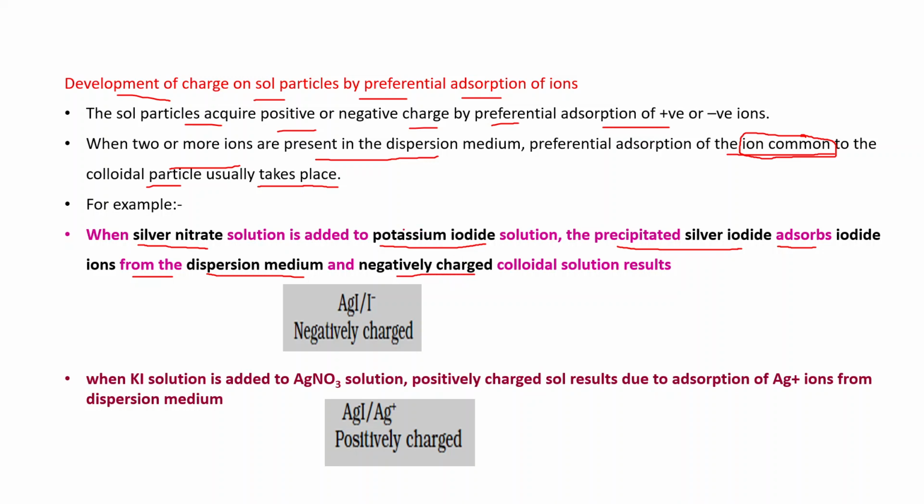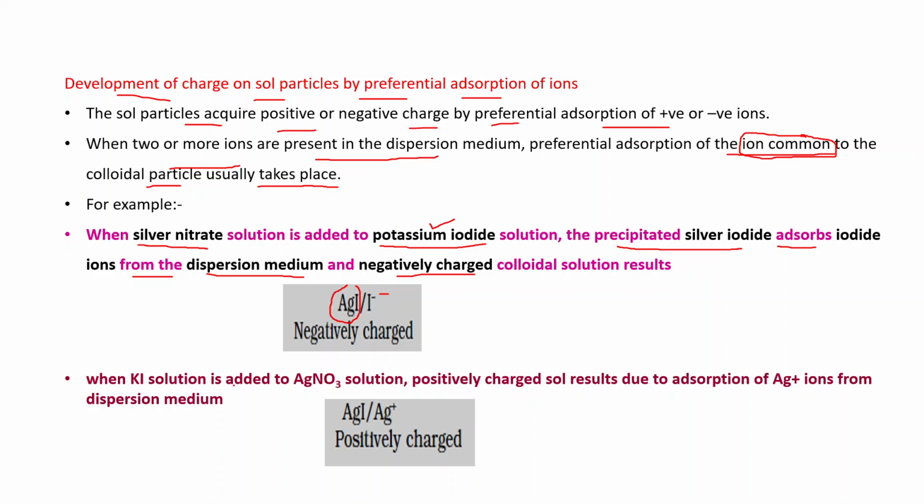In this case the dispersion medium is potassium iodide, and this is also silver iodide. So which is common between potassium iodide and silver iodide? Iodide is common. That's why this I- is adsorbed on the AgI precipitate and it becomes negatively charged.